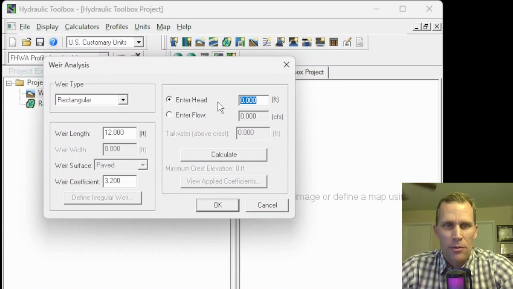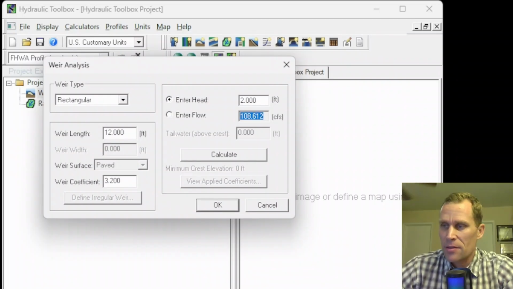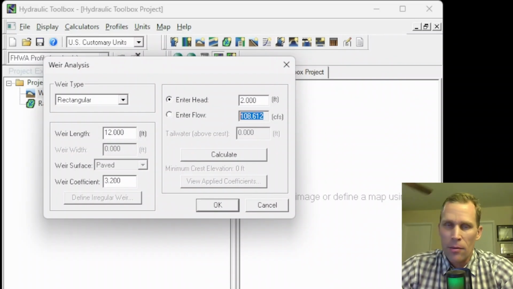I'll just type in 2 feet and 3 feet. Let's go with 2 feet first. Click on calculate, and the resulting flow rate is 108.6 CFS. So I'm going to write that down in my notes for the 2-foot head through the rectangular weir.